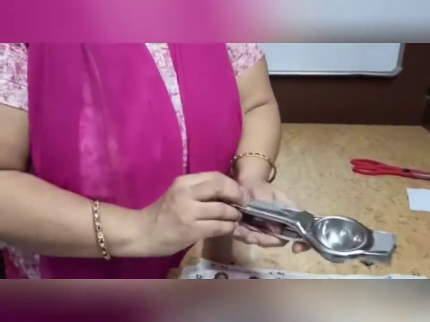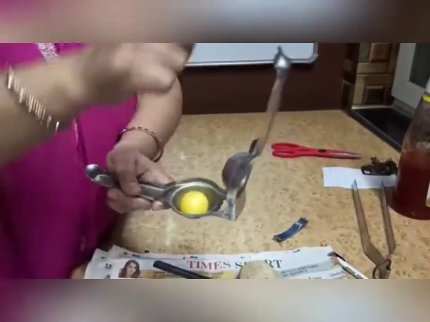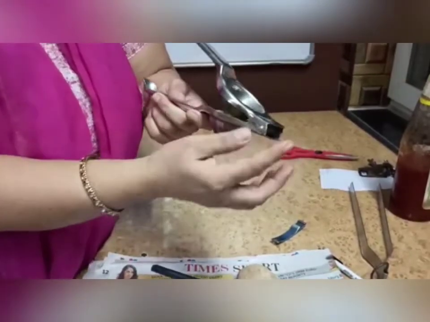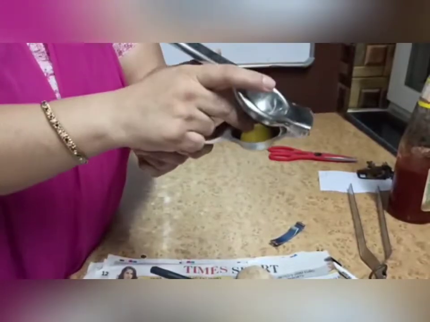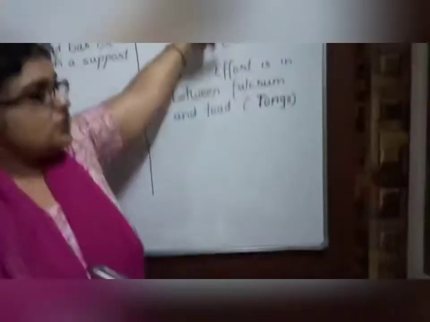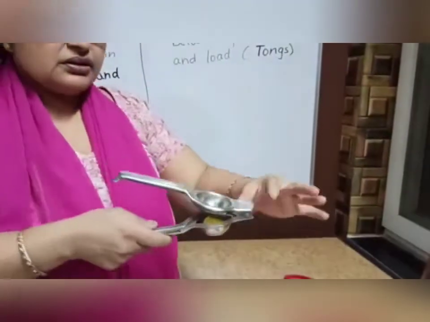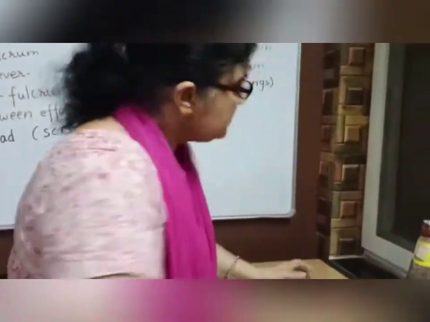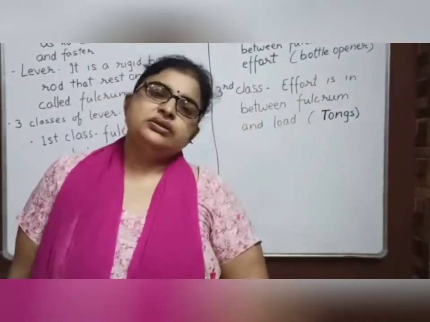Another example is a lemon squeezer. This is the appliance that we use to squeeze the lemon. This is the place where we put the lemon, and here we put the effort. But these two are attached at this place. That is, this is the fulcrum, this is your load, and this is the effort. So in the second class, the load, that is the lemon, is in between the fulcrum and the effort.